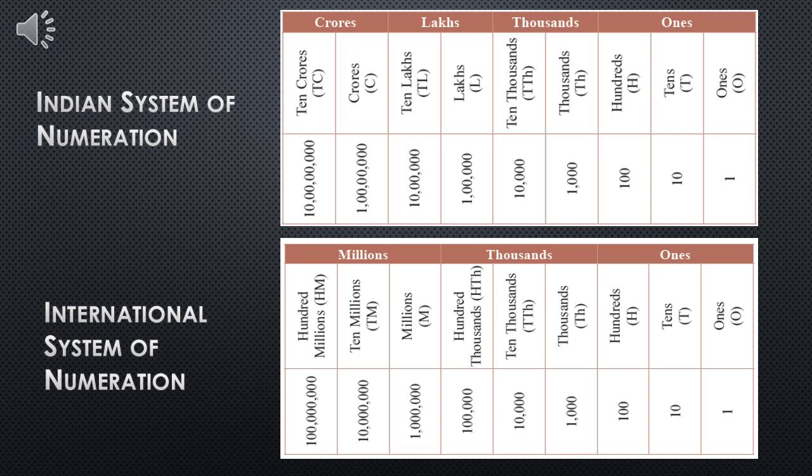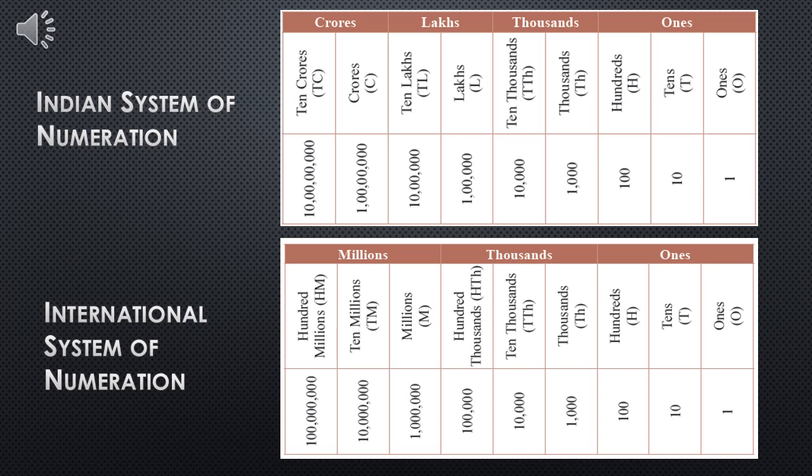Now let us come to the international system of numeration. Similarly, you can see here the places are ones, tens, 100, 1,000, 10,000, 100,000, millions, 10 millions, and 100 millions. Here also ones, tens and hundreds are considered as ones period. 1,000, 10,000 and 100,000 lie in the thousands period. Similarly, millions, 10 millions and 100 millions lie in the millions period.